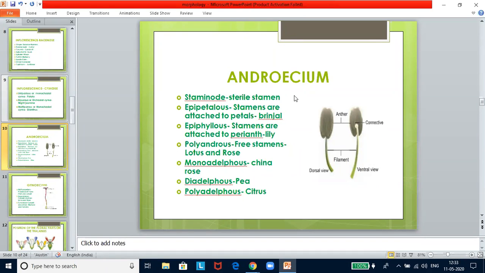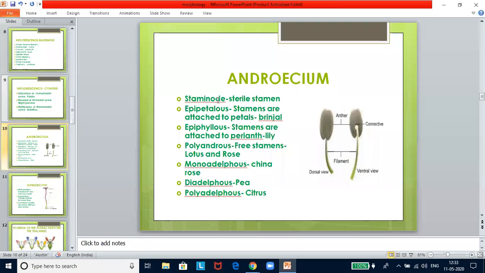Now these are certain things which you have to understand. One is staminode. Staminode is a sterile stamen. So these terms, please make a note of it. Epipetalous, stamens are attached to petals. Example, brinjal. Epiphyllous, so stamens are attached to perianth. Perianth means calyx and corolla. They can't be differentiated in monocots. So these are called the perianth, and the individual units are called the tepals.